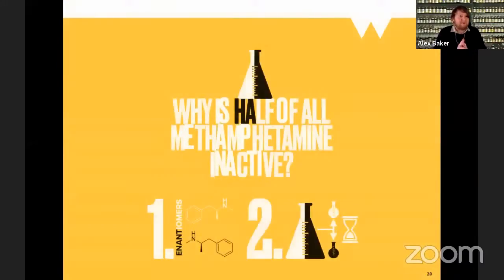So half of all methamphetamine is inactive for two reasons then. One, the reaction to synthesize meth produces two enantiomers. And two, you can only separate the enantiomers by using a column, which is slow and expensive. Now, that's not quite where the story ends though, because that's not the only way you could make methamphetamine.